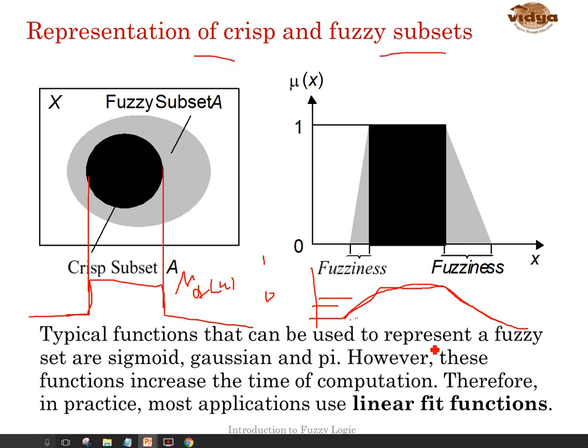Typical functions that can be used to represent fuzzy sets are sigmoidal, Gaussian, pi, and like that; different membership representations are there that you can see in the later part. However, these functions increase the time of computations. That means if you go from a simple linear function to nonlinear functions, the computational time will increase. Therefore, in practice, most applications use linear functions, that you should remember.